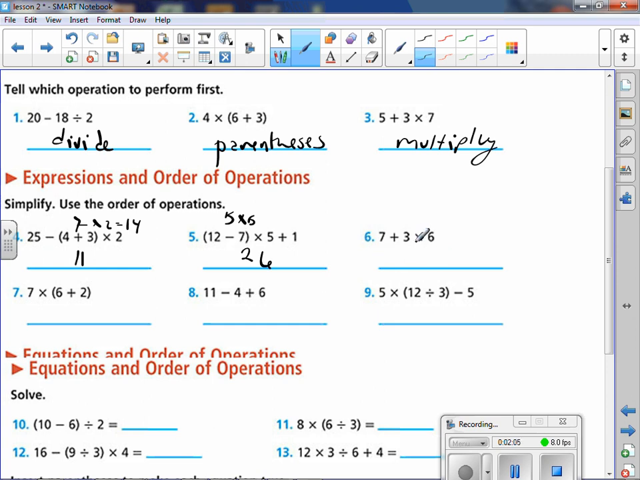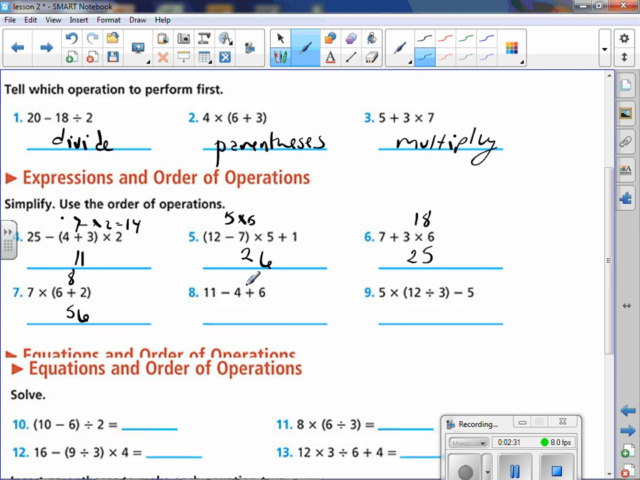Okay, 6 times 3, 18. Plus 7 is 25. Okay. 6 plus 2 is 8. And then 8 times 7 is 56. So you guys see how I'm going just order of operations. 11 minus 4, right? Because I just go left to right.